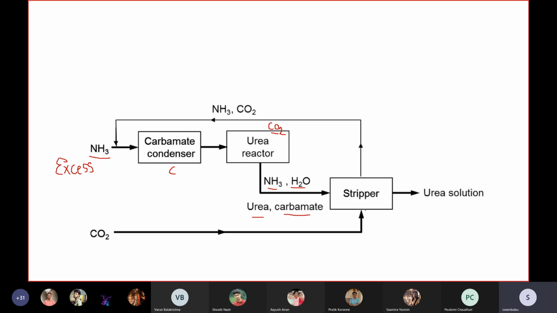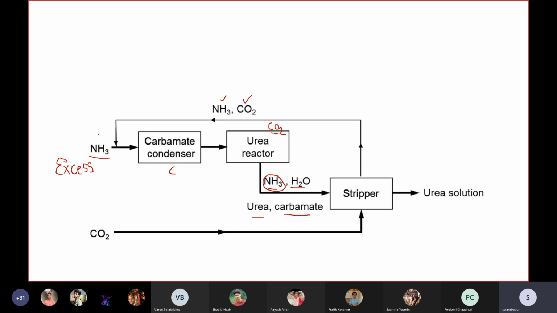Now it goes to the stripper. In the stripper, we supply the CO2. The CO2 takes whatever ammonia is present. As the ammonia is transferred, the carbamate further decomposes. That way, when the stream leaves the stripper, we'll have only ammonia and CO2.